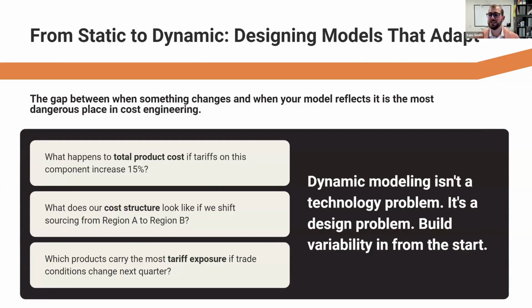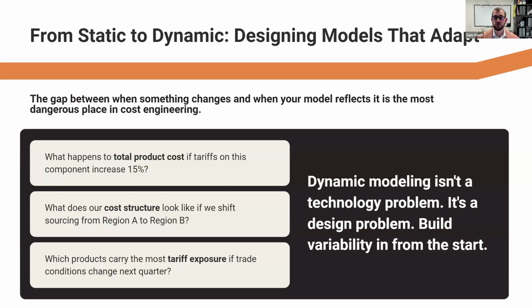A dynamic model is designed around a different question. Instead of asking, what does this product cost today? It's built to answer, what does this product cost under a specific set of conditions? And that shift in design philosophy changes everything about how we structure inputs.